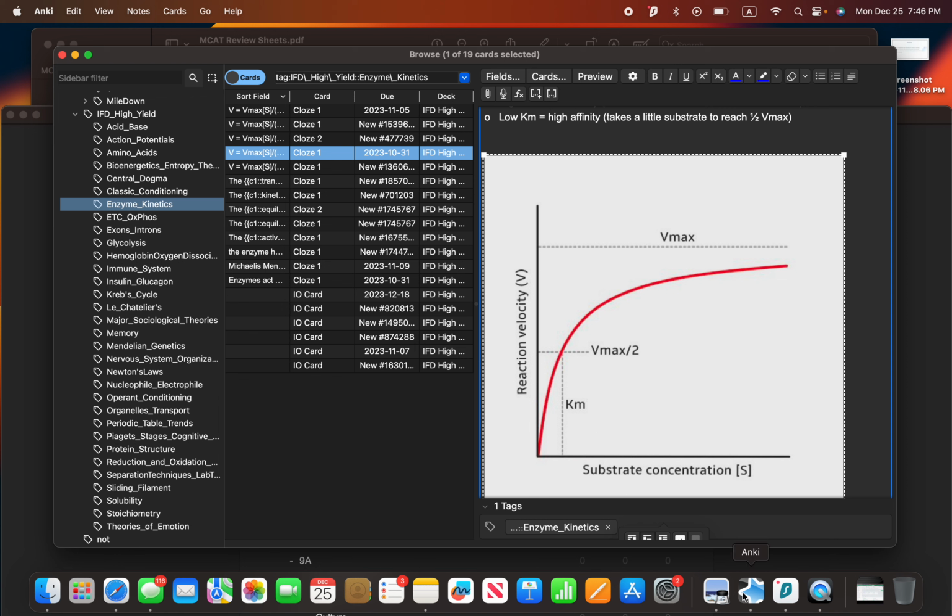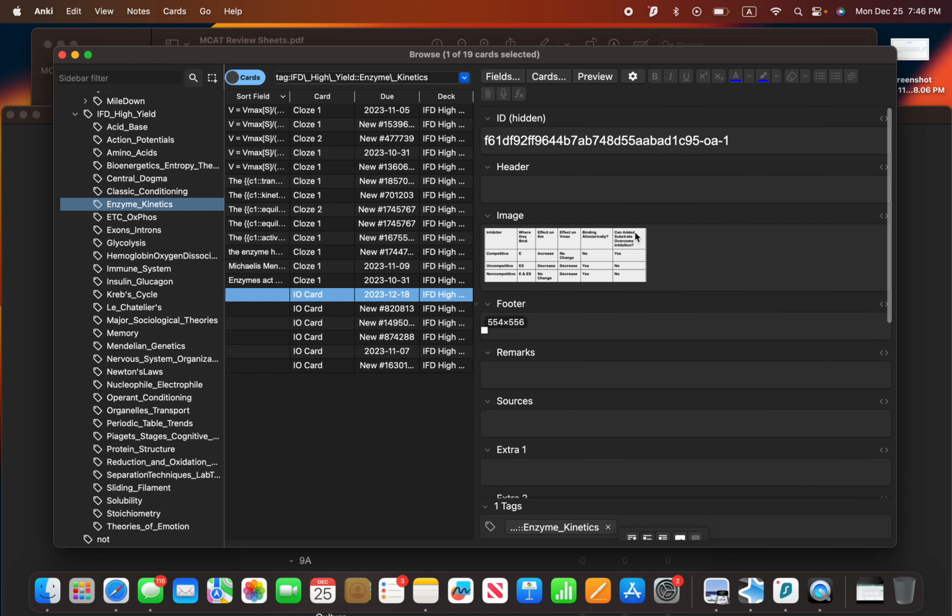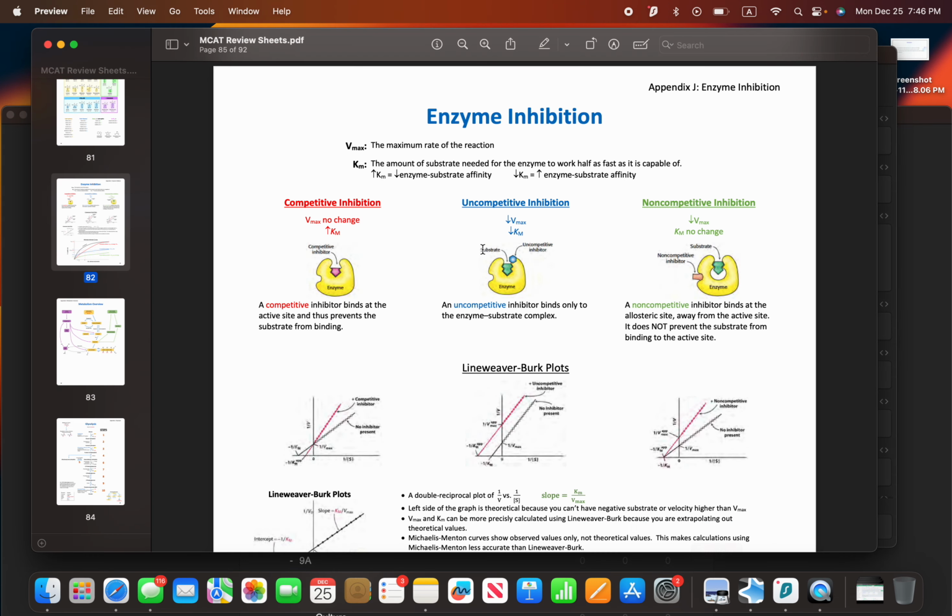So that's the concept. There's a reverse relationship between Km and the enzyme affinity to the substrate. Cool, so we have that also covered. Here you can see what I just said: higher Km equals lower enzyme-substrate affinity, and vice versa.